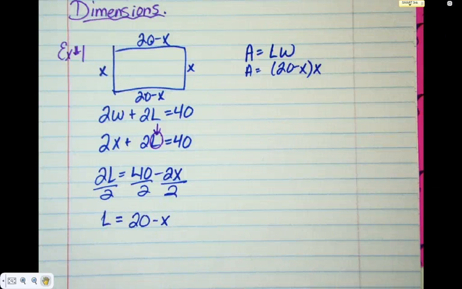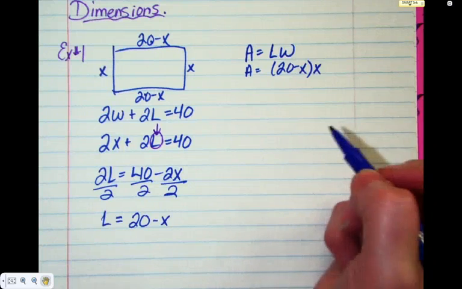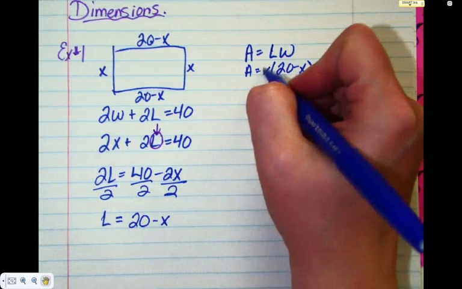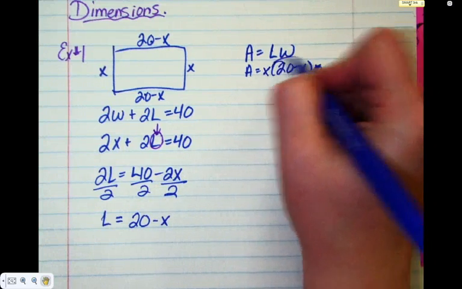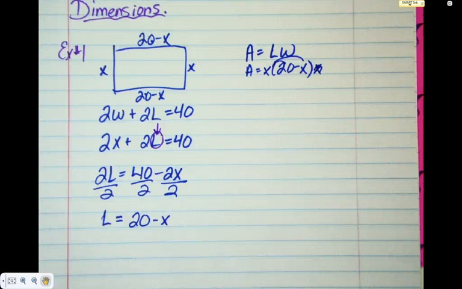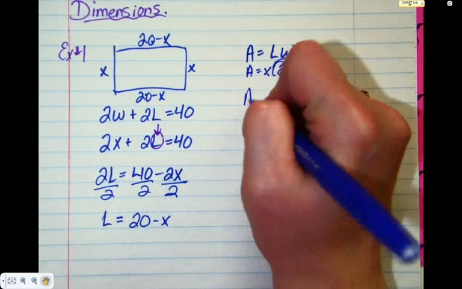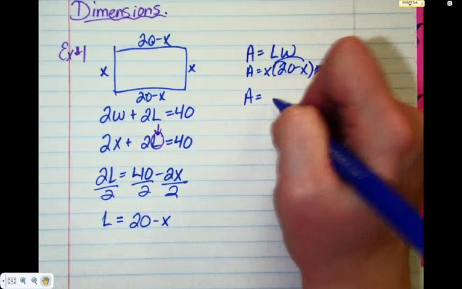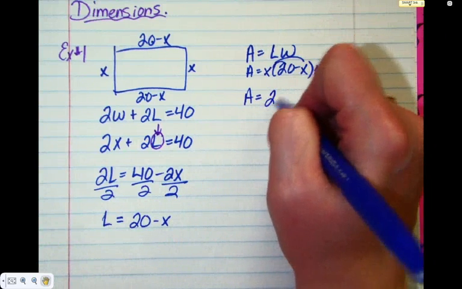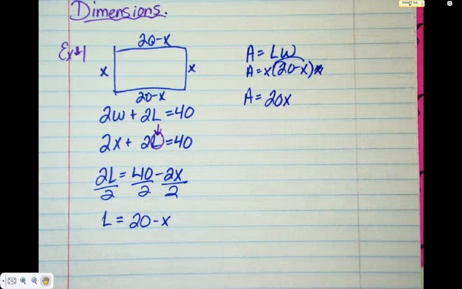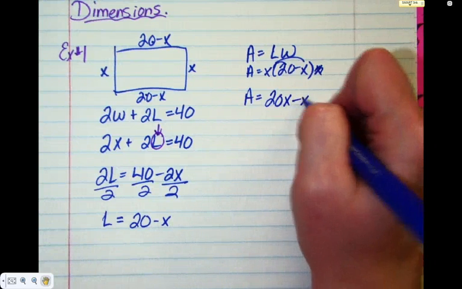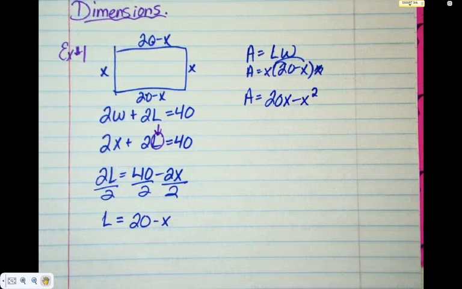Don't like those brackets. Mathematicians, we try to get rid of brackets, so I'm just going to distribute. If you need to move the x to the front for your brain to see it's a distribution, then do that. If your brain's fine with it being in the back, put it in the back. So x times 20. And x times negative x. What kind of equation is that? Quadratic, and that's why we're doing it in this unit.